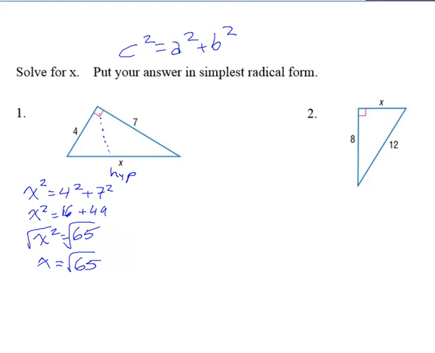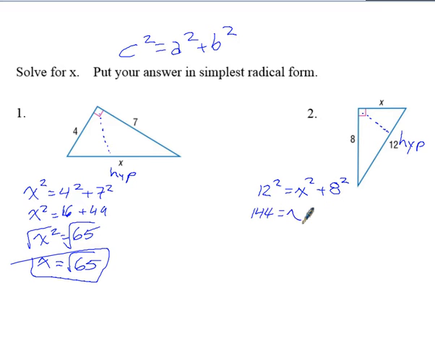Here's where you should check, can I put this in simplest radical form? There are no perfect square factors of 65, so this one is actually in simplest radical form. The next one here, find our hypotenuse. Here's the hypotenuse. So when I set this one up, it's going to be 12 squared equals x squared plus 8 squared.